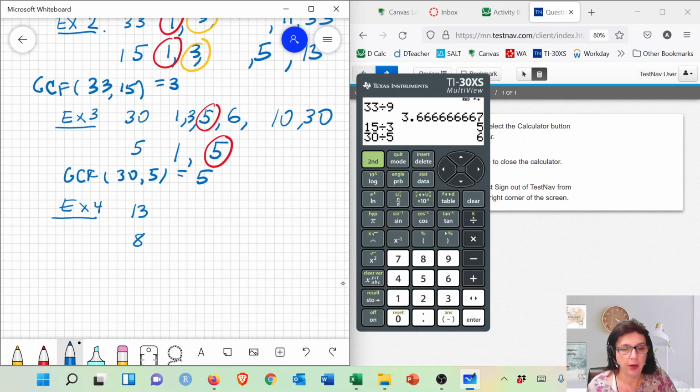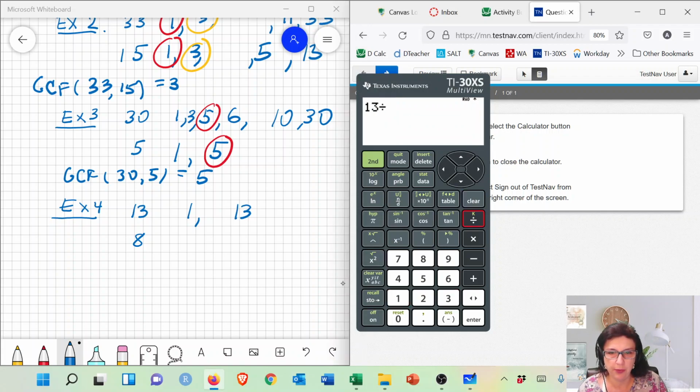Okay. Now, here is another example, 13 and 8. So 13 is what we call a prime number. It means that there are no other factors other than 1 and itself. So you can check it out and you will see that 13 is not divisible by 2 because you get some kind of fractional part. It's not divisible by 3 and so on and so forth. So nothing else works. How about 8?